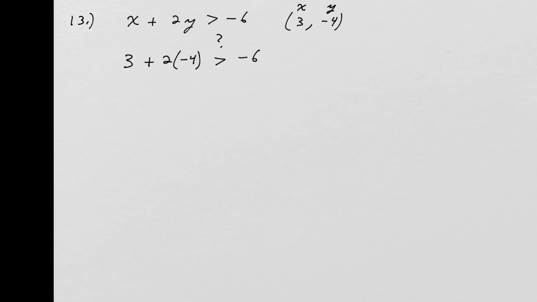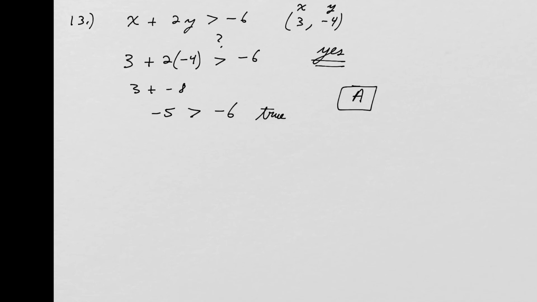So 2 times -4 is -8. So 3 plus -8 is -5. Is -5 greater than -6? Yeah, that's true, right? Because -5 lies to the right of -6 on a real number line. So this is true. Therefore, is 3, -4 a solution? Yes, it is a solution to that inequality. So the correct answer would be A in this case. It is a solution.